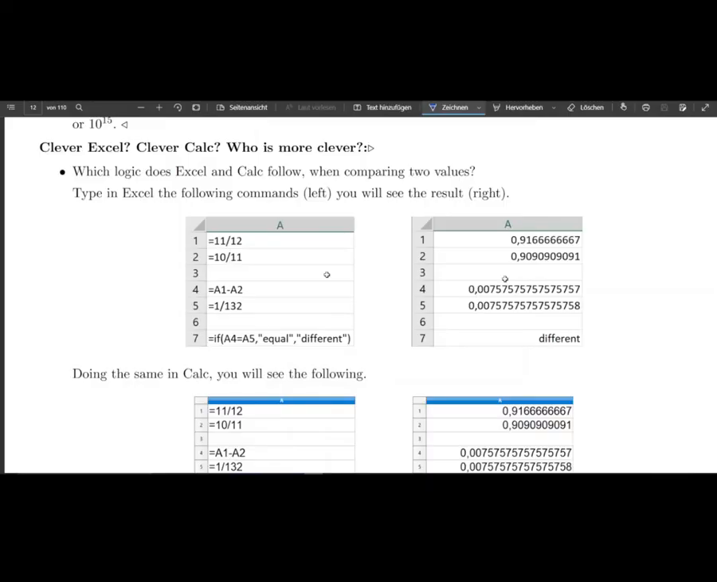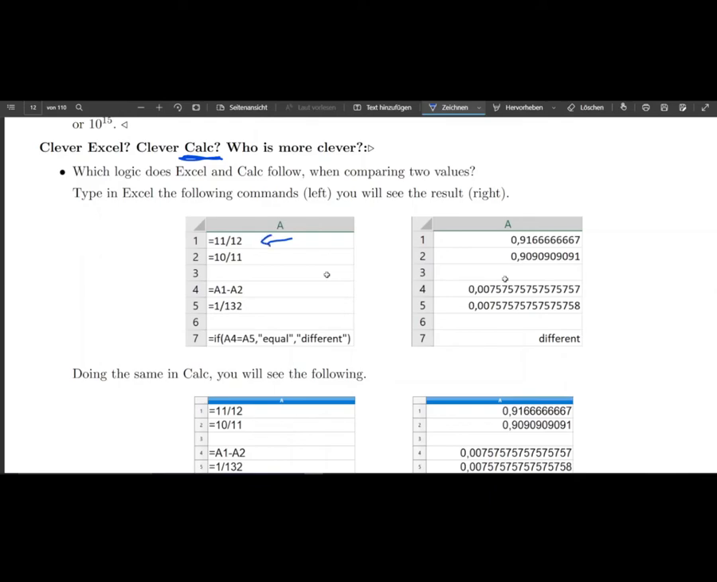So let's talk about our last example here. Let's talk about Excel, a tool everybody knows, a tool everybody used, and a tool everybody will use several times. Excel is a commercial product of Microsoft, but there is also Calc, which is free, and it follows exactly the same logic as Excel. Calc is more or less a rebuild of Excel. And now let's see what happens if we type in Excel these commands.